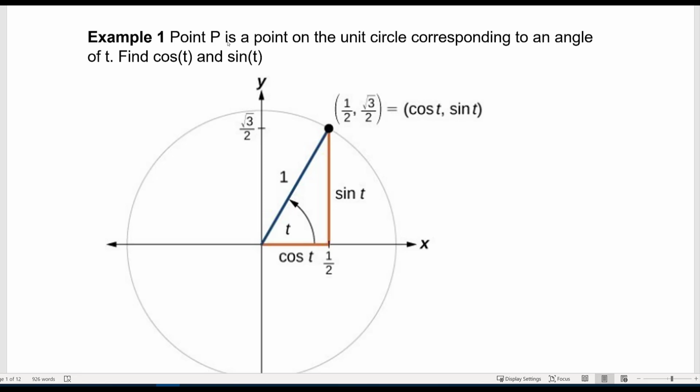Find our point P, the point on the unit circle corresponding to the angle t. Find cosine t and sine t. So our cosine t is going to be the x coordinate, which is 1/2, and our sine t is the y coordinate, which is the square root of 3 over 2. I want to also reference here that they're showing that this is the 1/2, and then this is the square root of 3 over 2.